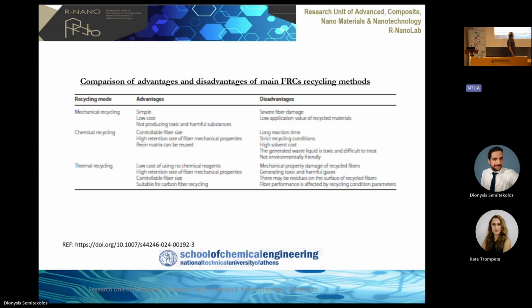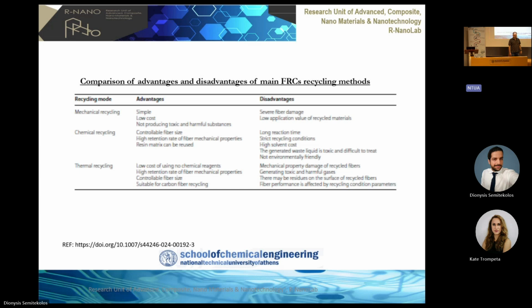The disadvantages are the long reaction time, which is typical for room temperature treatment. We have strict recycling conditions here because we will use some chemical agent, so we also have to deal with the environmental issue. The cost of the solvent is typically high. I'm not sure that this is 100% true. However, this is often true. The waste liquid is toxic and difficult to treat.